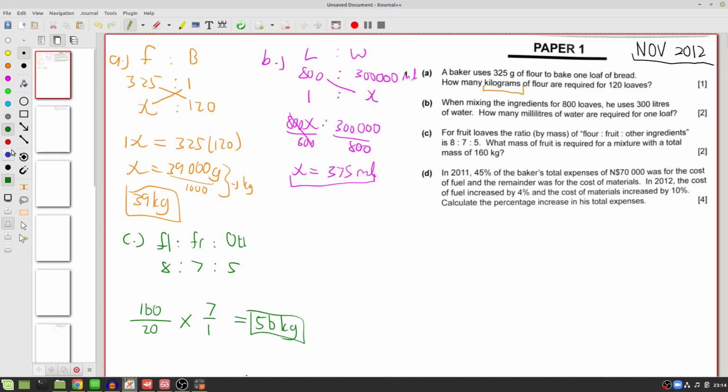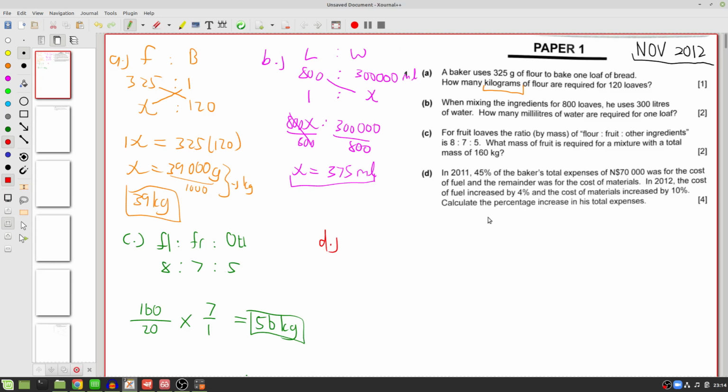Alright, last question for this video, question D. See that in red, just keep going down the list. In 2011, 45% of the baker's total expenses of 70,000 was for the cost of fuel, and the remainder was for the cost of materials. Okay, so 45% of this was fuel, and the remainder, which is 55%, was the cost of materials.